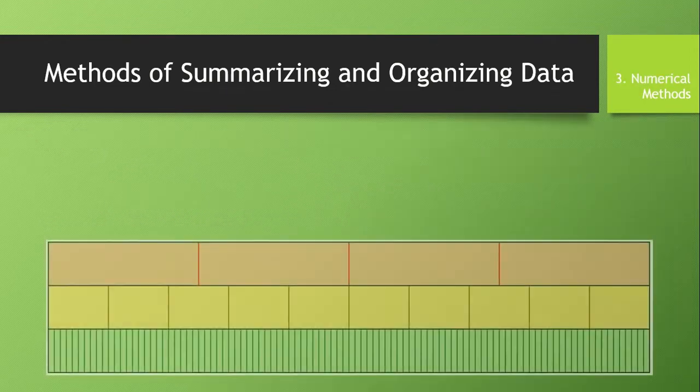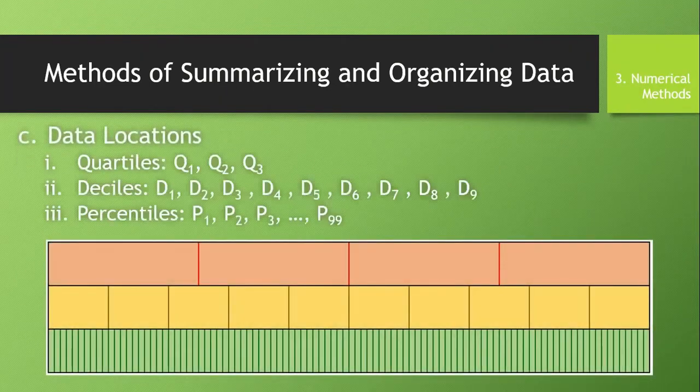Next, we will discuss the measures of data location. We have 3 types: quartiles, deciles, and percentiles. Quartiles, if you're familiar with basketball, you have first, second, third, fourth quarter. However, we will be dealing only with Q1, Q2, and Q3. This value here refers to Q sub 0. This one refers to Q sub 1. This one refers to Q sub 3.